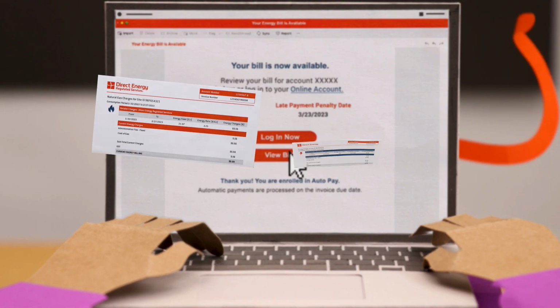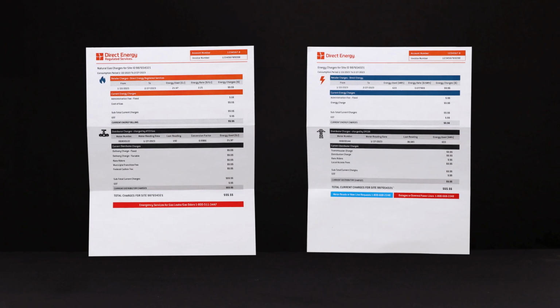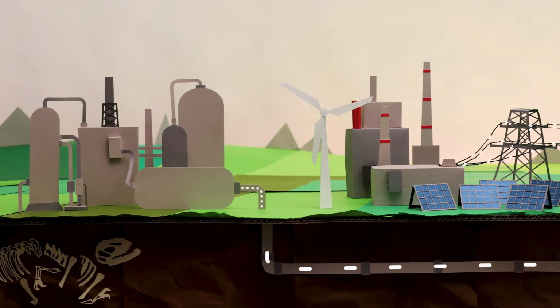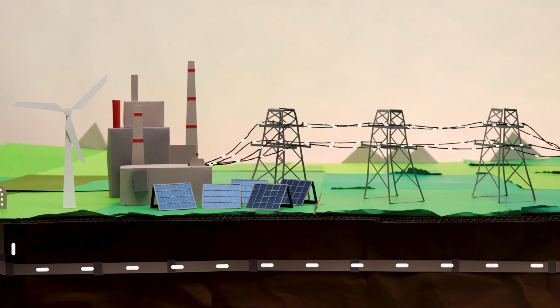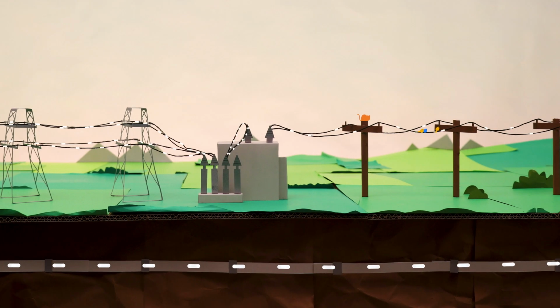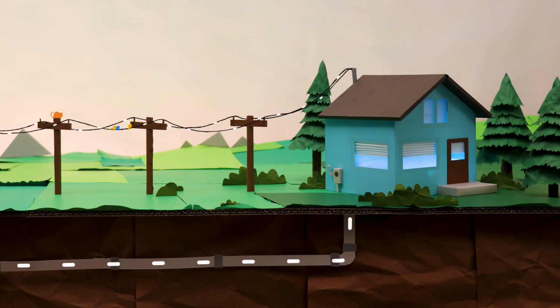At the top of your bill, you'll see the cost of the energy you actually use each month, including admin fees. These come from us, Direct Energy. The charges at the bottom of your bill are called distribution and transmission fees. They come from your local distribution and transmission companies. Think of them like delivery fees. They pay for the infrastructure needed to transport energy from its source to your home.